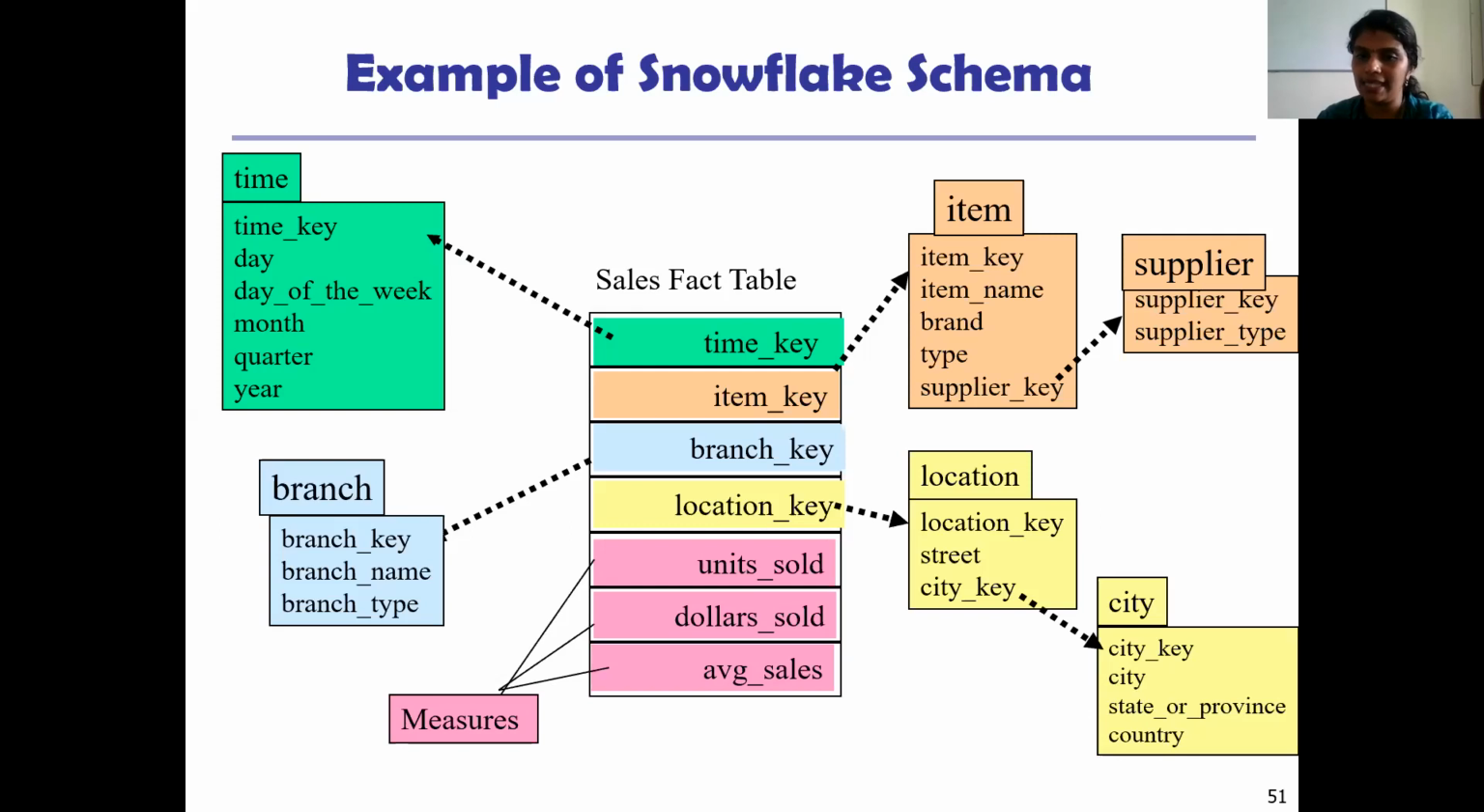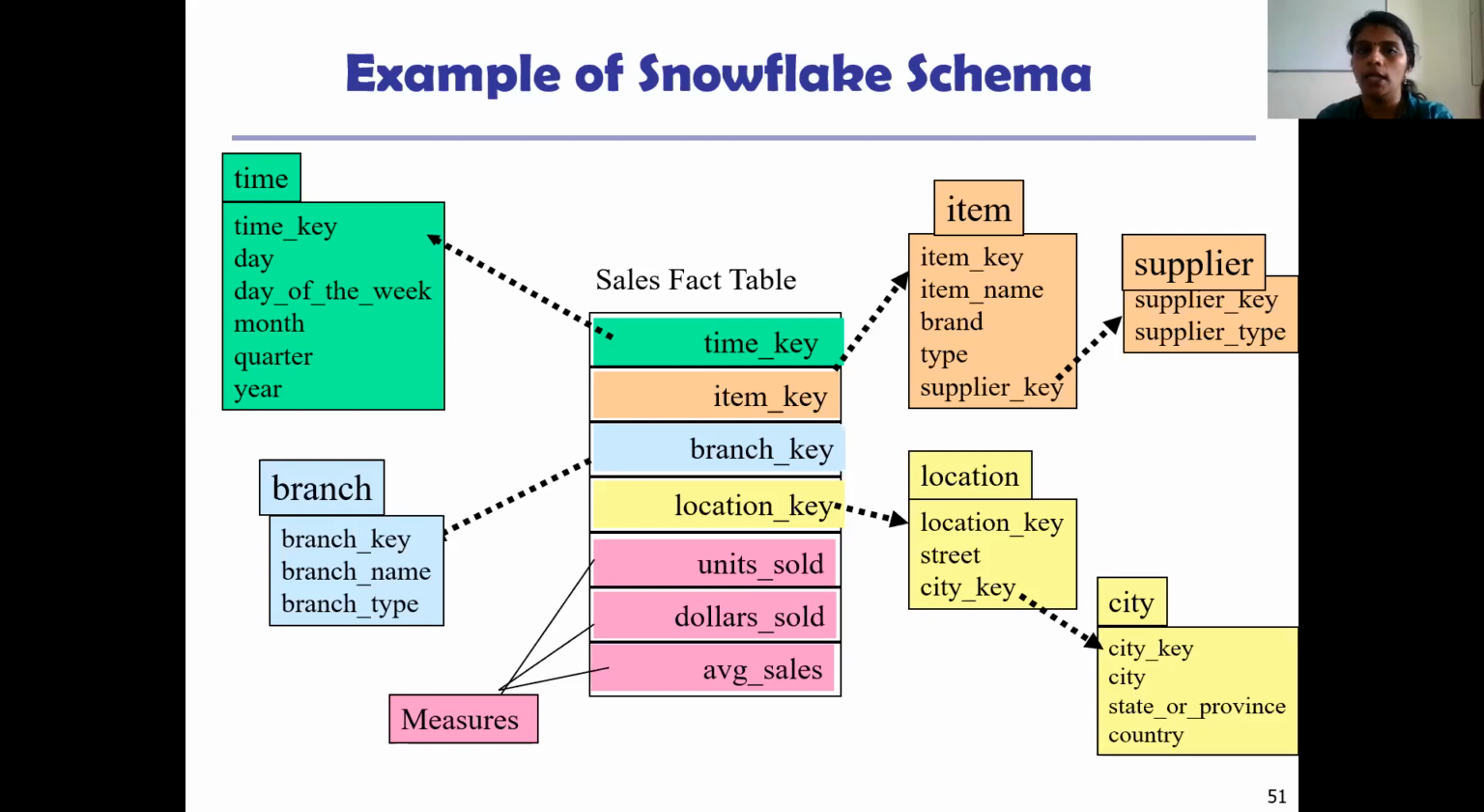So here basically some of the dimension tables are further normalized to avoid redundancy. So this is about snowflake schema. Snowflake schema is a refined version of star schema. In snowflake schema, you have the central fact table, you have the dimension tables as in the star schema. Only difference is that few of the dimension tables are further normalized to avoid redundancy.